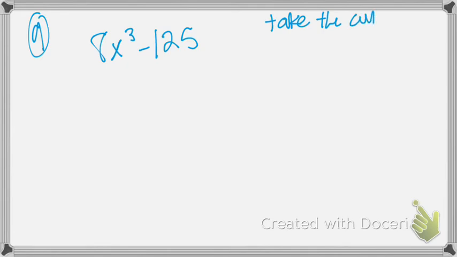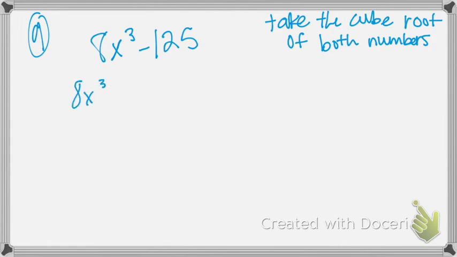Okay? So, right after the directions on number 9, I want you to write, take the cube root of both numbers. When you take the cube root of the numbers, you're just taking the numbers. You're not including the sign. Just the numbers. Okay? So, on A, I want you to write 8x cubed, and I want you to write 125. First, taking the cube root of both numbers.